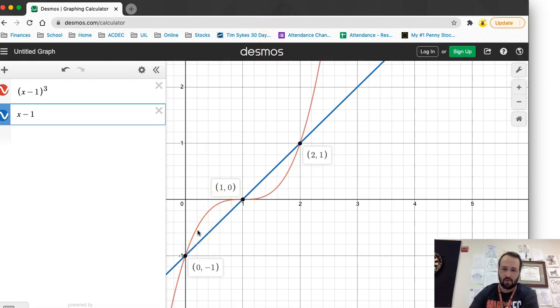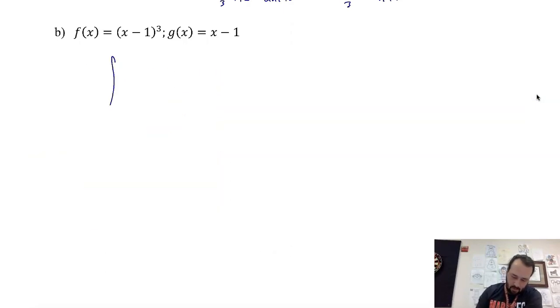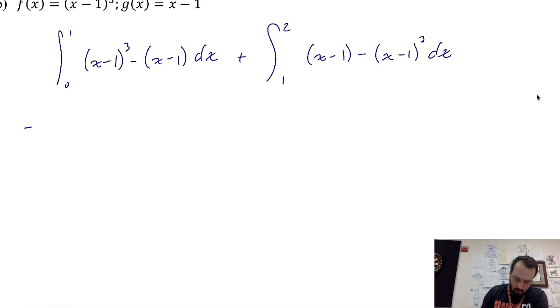So in my first one, notice my cubic is my top function, and in the second one, my line is my top function. So let's go ahead and set those up. All right, so from 0 to 1, my cubic was my top, so the integral of x minus 1 to the third minus x minus 1 dx, and then plus the integral from 1 to 2 of the line minus the cubic. All right, so that should give me the area. You could also, again, find one of them and double it, and that's the same thing. But let's go ahead and do both of them just for fun.